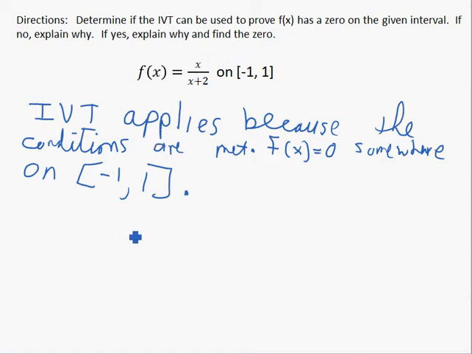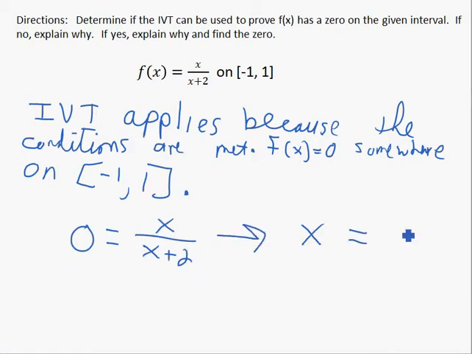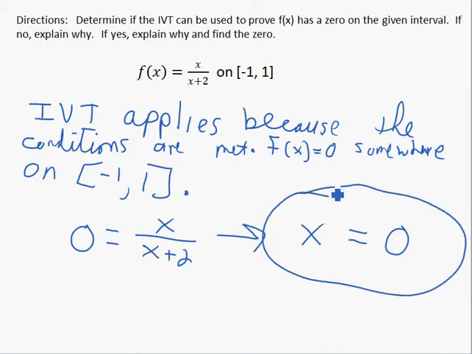Find the 0. Okay, so we got to find out where does this thing equal 0. Well, a fraction only equals 0 if the numerator is 0, and that happens when x is 0. And 0 happens to be on this interval, okay? And that's what IVT says. It says there has to be some value where your function equals 0 between -1 and 1, and it turns out that it happens when x is 0.